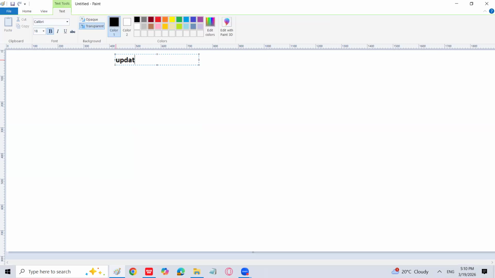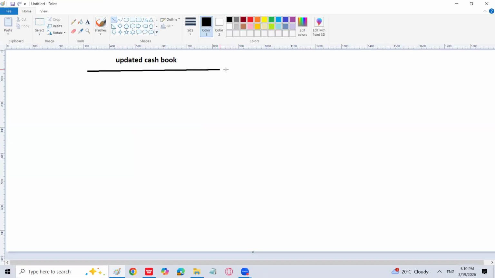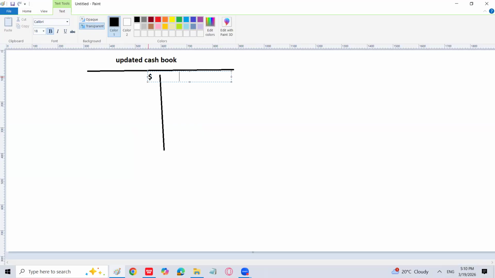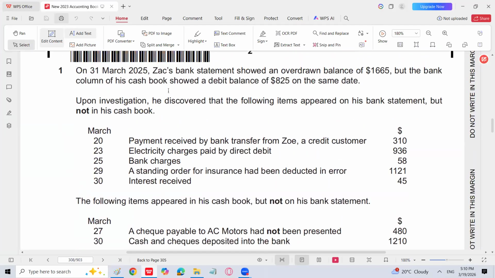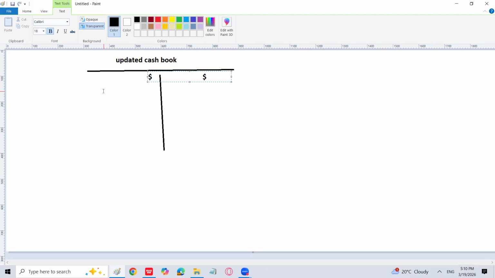This question is basically from October, November 25, 22. And we are going to prepare the updated cash book first. We are going to write the brought down first here. The brought down given in the question, if you just see, is that the cash book showed a debit balance of 825. We'll show a debit balance in the cash book with 825. I will write here 825.